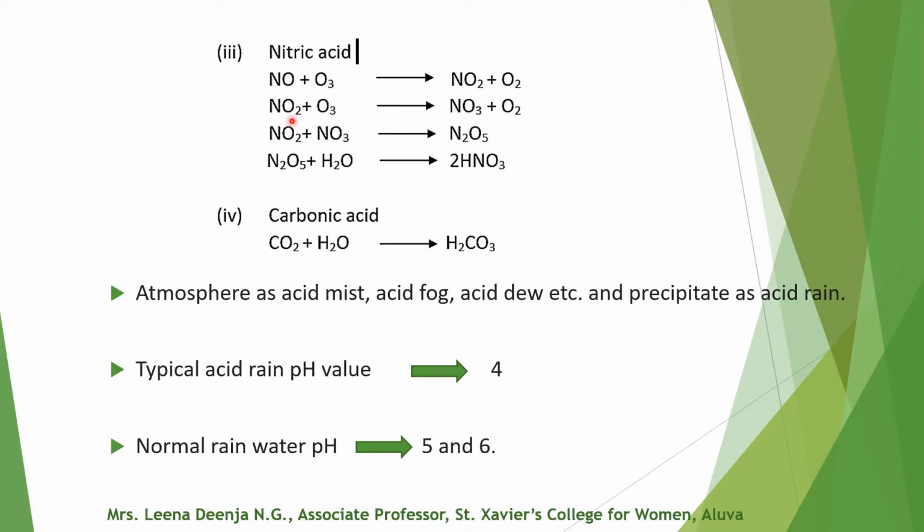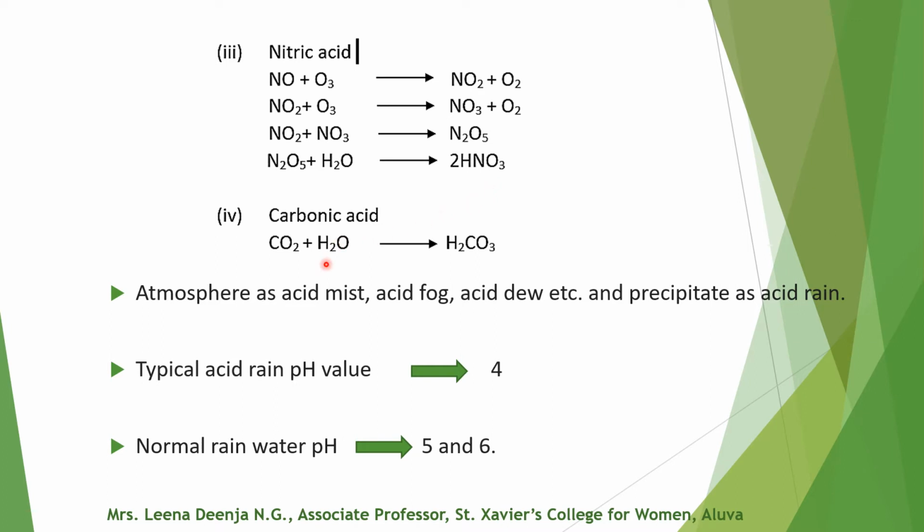Formation of nitric acid is like this. Nitrogen oxide, when it combines with O3, gives NO2 and oxygen. And this NO2, when it combines with O3, NO3 and oxygen are formed. NO2, when it combines with NO3, gives N2O5. N2O5, when it combines with water, gives nitric acid.